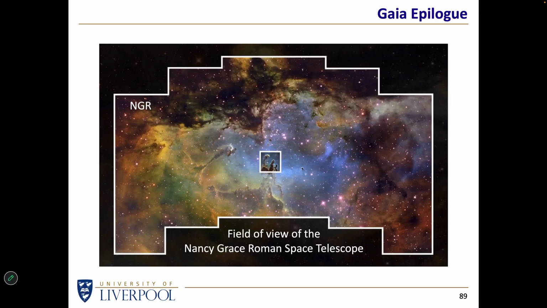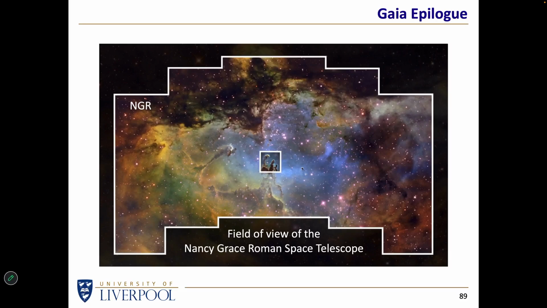Originally, they said it would launch in 2027. NASA have now said the Nancy Grace Roman Space Telescope would launch in 2026. It's ahead of schedule. I think they want to get it up there before a certain president cancels it. I think that's the idea. Nancy Grace Roman is not Gaia 2.